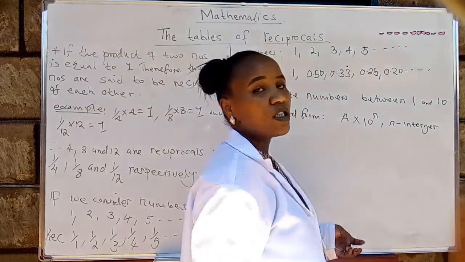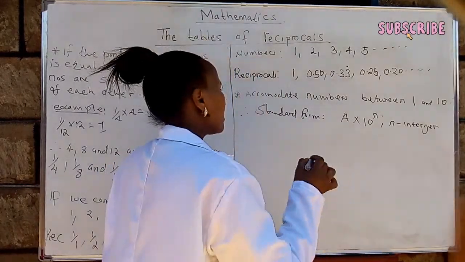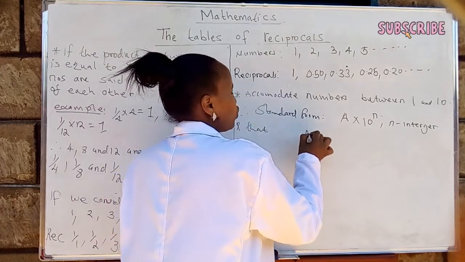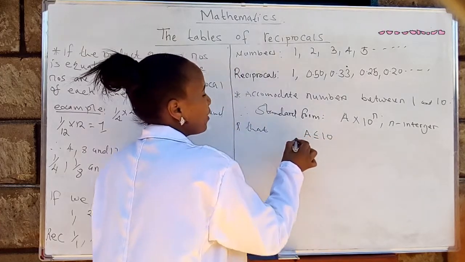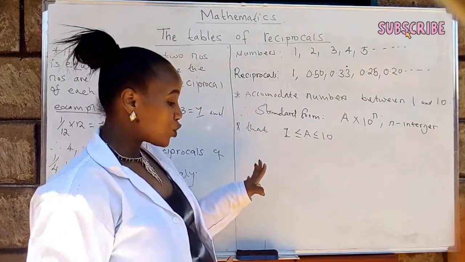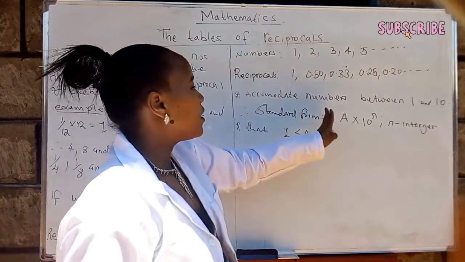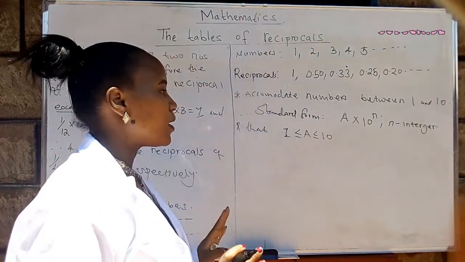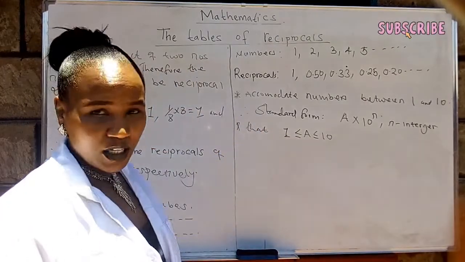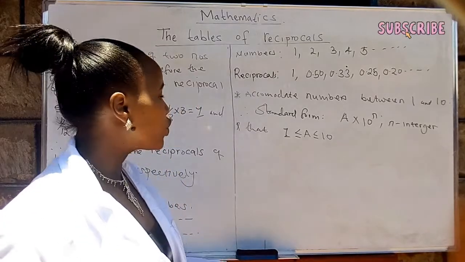And when we talk of an integer, we talk of either positive or negative numbers, and that a should be less than or equal to 10 and should be greater than or equal to 1. So by so doing, then it means we can find the reciprocal of such numbers just after writing them in standard form, as we all normally do in the tables of logarithm, square, cube, and so on.